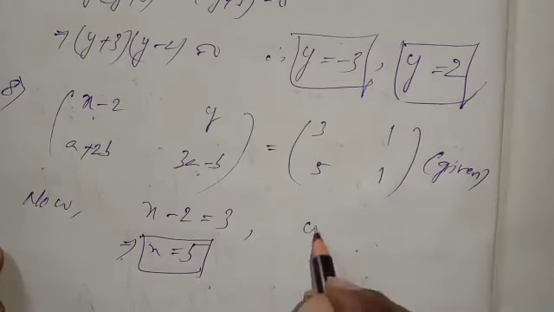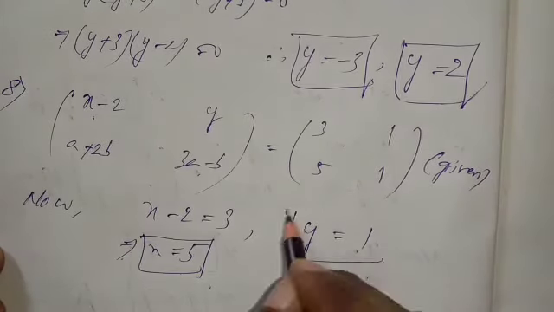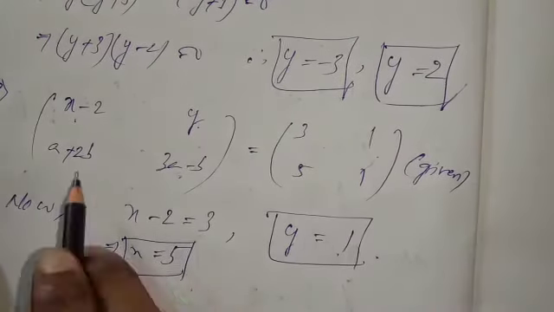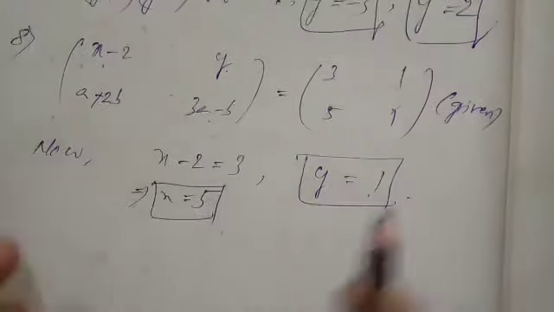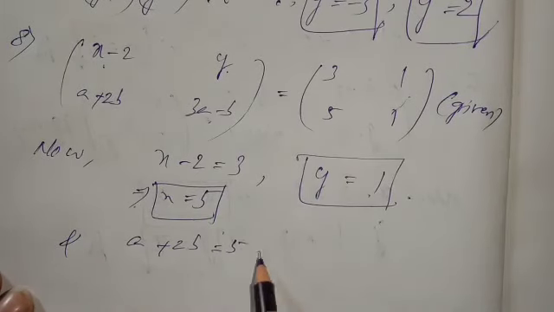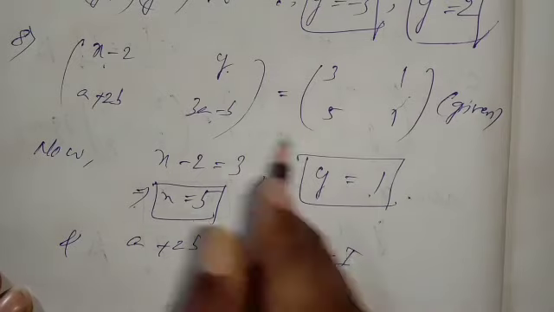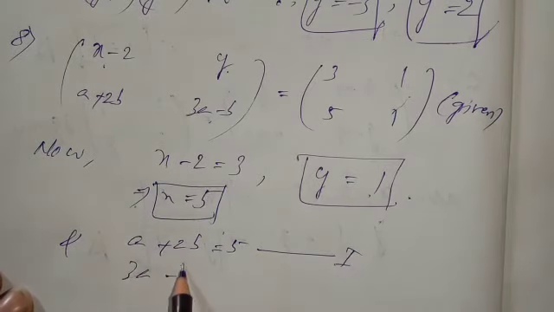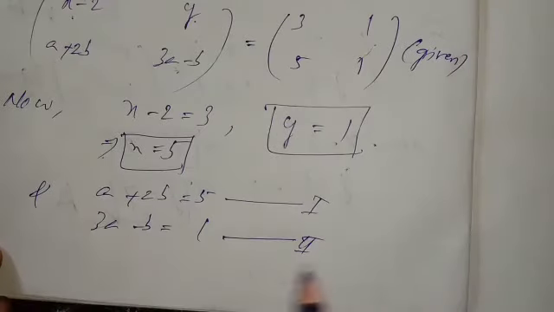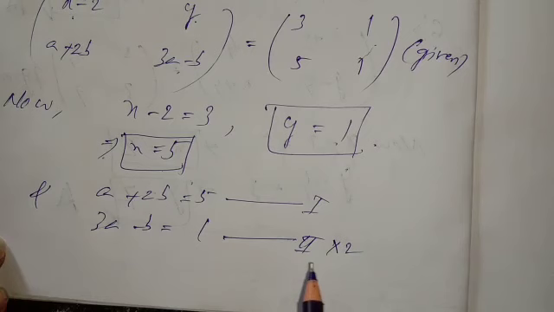Then y is equal to how much? y is equal to 1. Comparing both sides directly, y is equal to 1. Yes or no? Then a plus 2b equal to 5. a plus 2b is equal to 5, equation number 1 you write. And 3a minus b is equal to 1, equation number 2. Do one thing: equation 2 into 2.